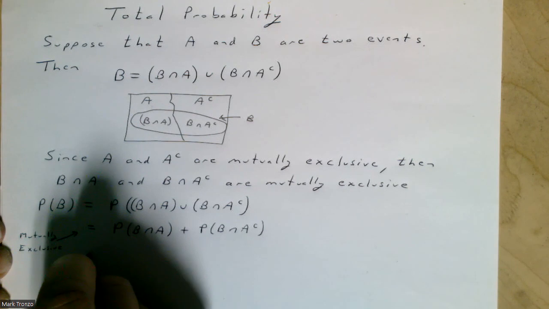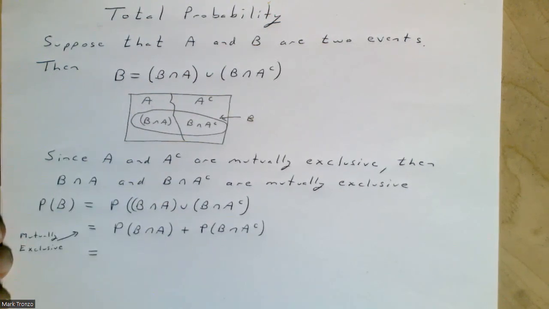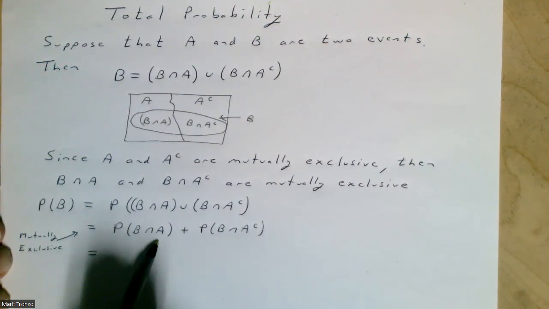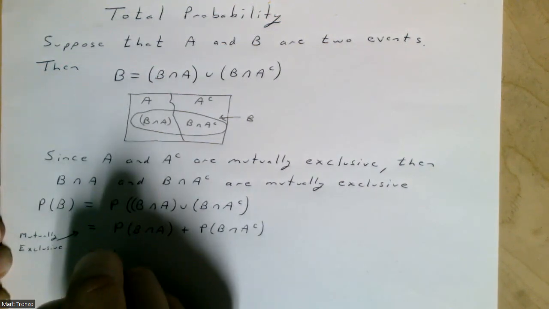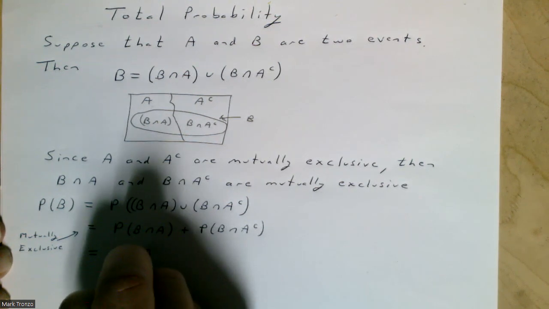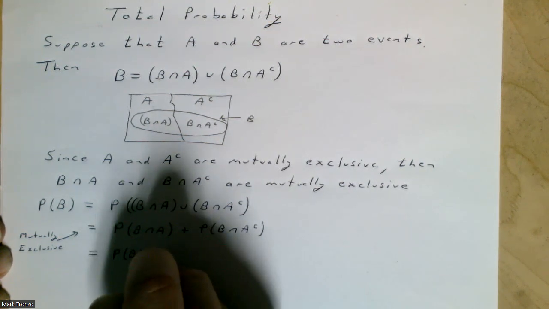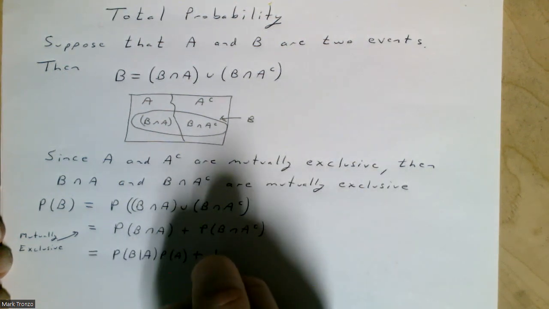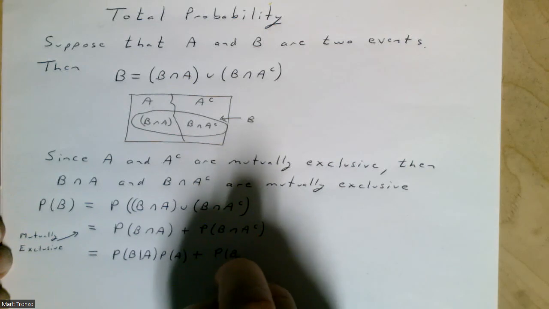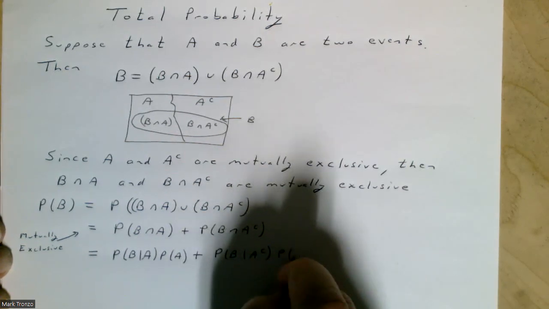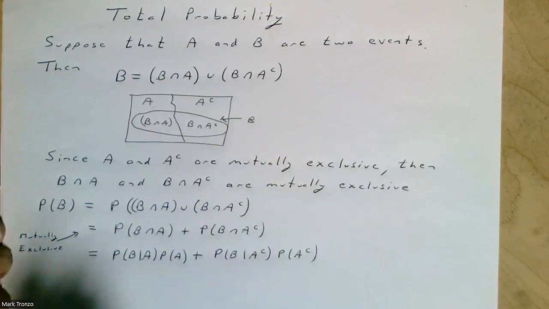And then we can take one more step. Remember, in a previous video, we said we could write this as the probability of B given A times the probability of A, plus the probability of B given A complement times the probability of A complement.